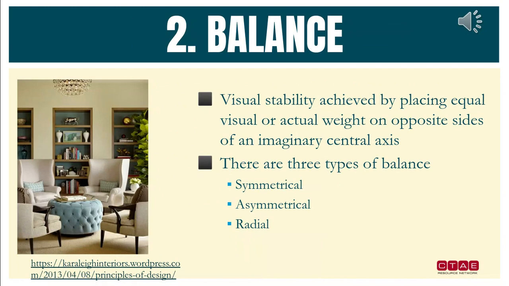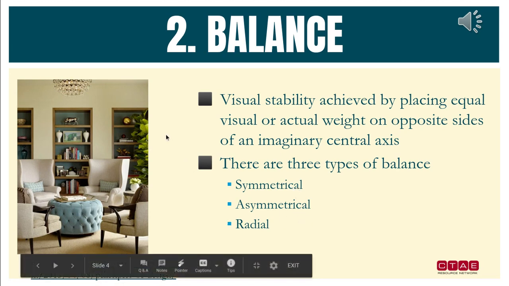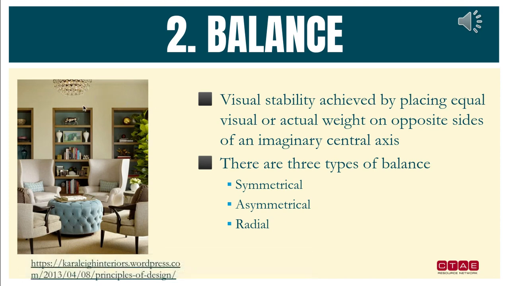Balance is the next principle of design. Visual stability is achieved by placing equal visual or actual weight on opposite sides of an imaginary central axis. There are 3 types of balance: symmetrical, asymmetrical, and radial. We're going to look at those in the next slides. This example picture is that of a very balanced room.